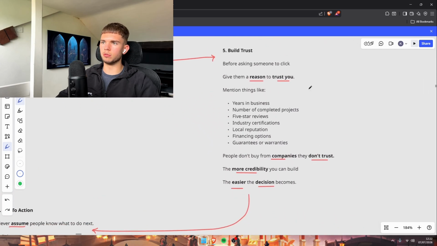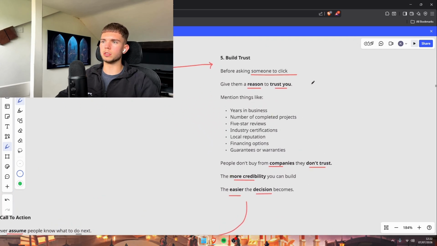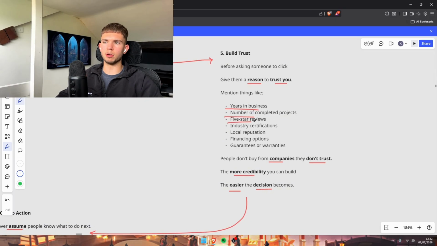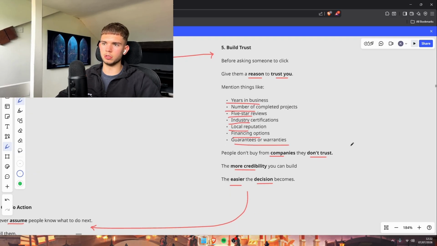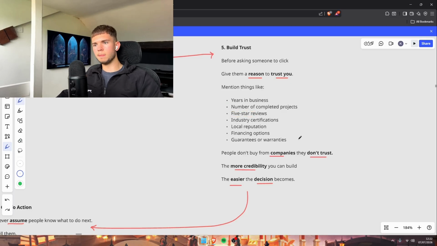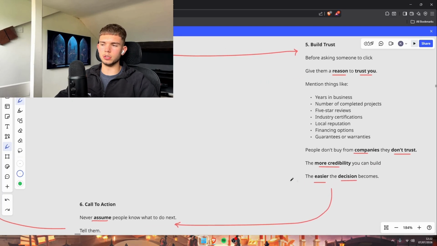Now, we need to build trust. Before asking someone to click, give them a reason to trust you. Mention things like years in business, number of completed projects, 5-star reviews, industry certifications, local reputation, finance options, guarantees and warranties. Okay, people don't buy from companies they don't trust. The more credibility you can build, the easier the decision becomes.